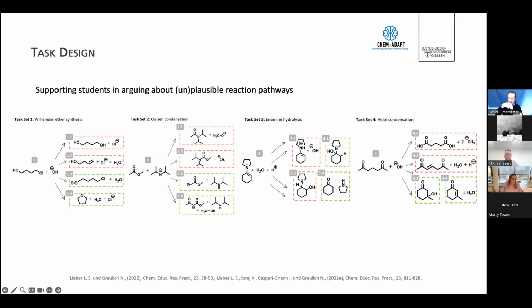A couple of years, or maybe like 2 years ago, Leonie from my group started to look into students' argumentation competencies and were interested in how students are arguing about different reaction pathways in organic reactions. So she created these 4 task sets, and you see the red encircled reactions are more implausible reaction pathways, and the green ones are more plausible pathways. And we asked students to build arguments for these different proposed reaction pathways.